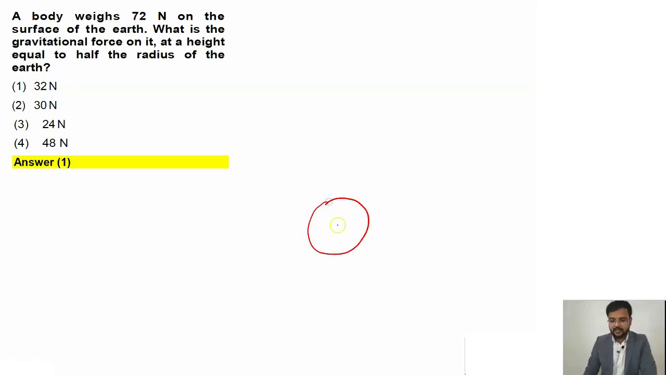Let's suppose this is the earth and the mass of the earth is Me. Here is this body, the mass of this body is m, and the radius is Re. So we know that weight equals G times the mass of the earth, Me, times the mass of the body, m, divided by Re square.